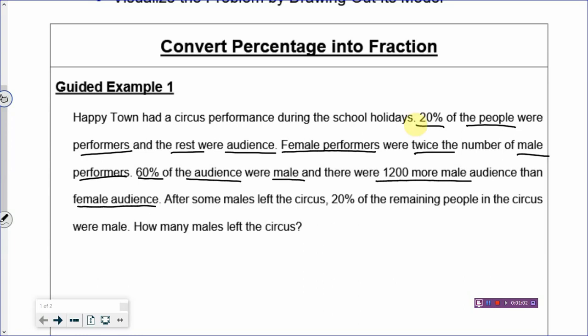After some males left the circus, so you have to change there. Something happened, right? So you have change. What do you mean by change? It means that it's going to be a before and after problem. Whenever there's a change or something that happened, then this problem will become a before and after problem. So after some males left the circus, what happened in the end? What happened in the after? 20% of the remainder people were male. So how many males left the circus?